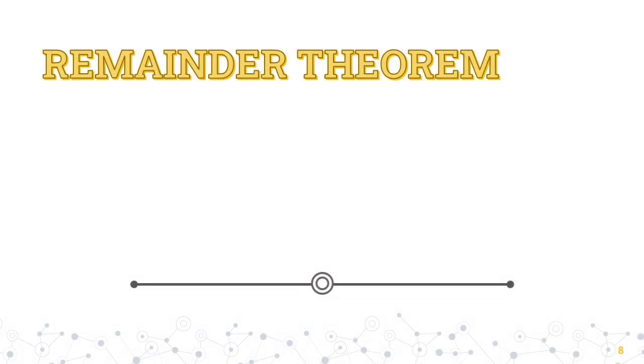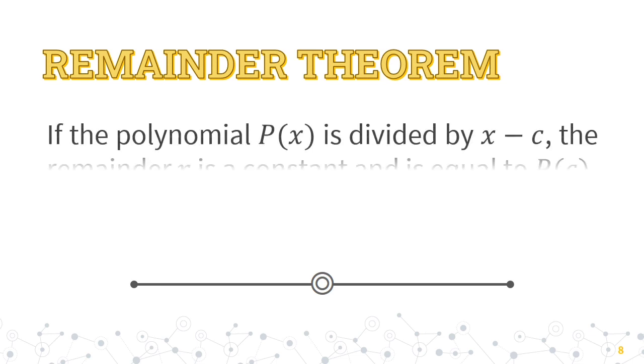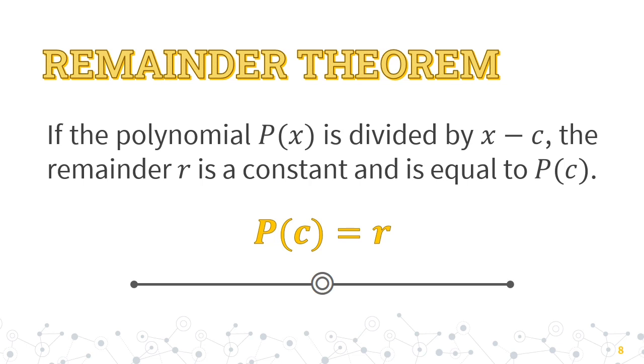Considering this, we will prove the remainder theorem. It states that if the polynomial p of x is divided by x minus c, the remainder r is a constant and is equal to p of c, or simply, p of c is equal to r.